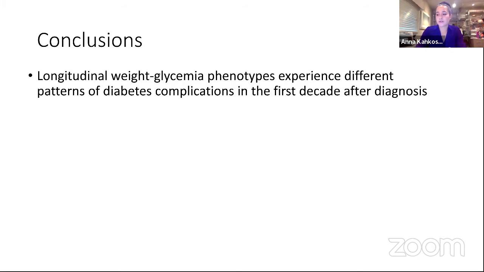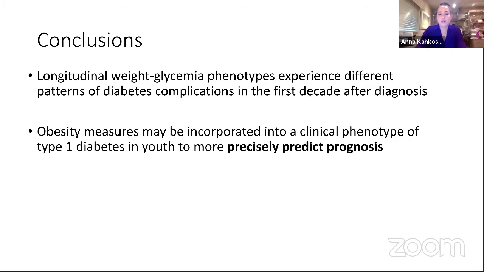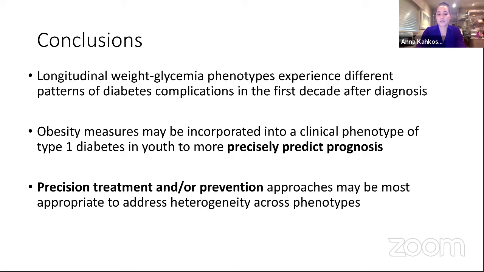So the takeaway here is that we found evidence for these different phenotypes based on BMI and A1C that really diverge over the first decade of having diabetes. We also found evidence for different associations with different complications between those subgroups. I think this speaks to the potential utility of incorporating obesity measures into clinical phenotyping of type 1 in youth for precision prognosis, specifically as it relates to complications. And when we think beyond precision prognosis, the heterogeneity that we see across these groups, both with regard to phenotype and outcomes, suggests that we may need to be thinking about precision treatment and prevention strategies to accommodate the unique needs across those subgroups.